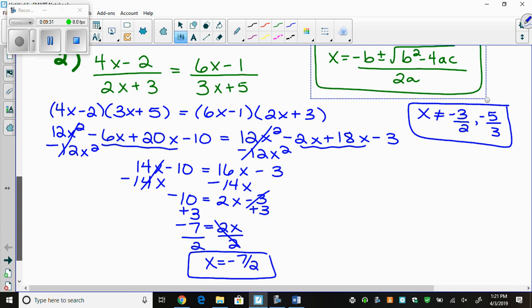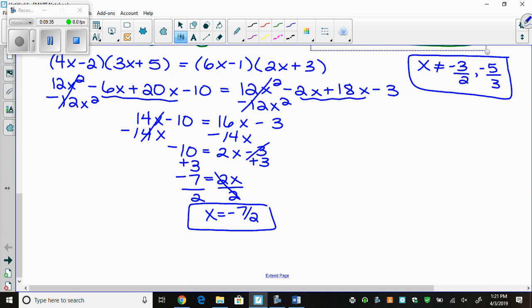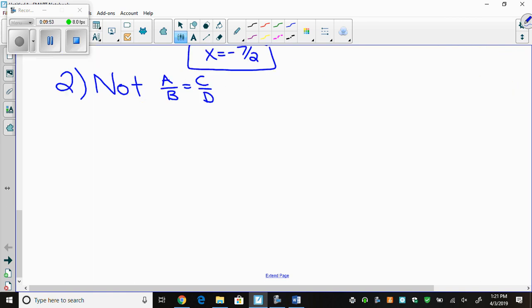Okay, second step. What happens if it's not fraction equals fraction? Type 2. So what if it's not in that form? 3 over x plus 1 plus 1 over x minus 1 equals 2. What would 2 be over? 1. Okay.